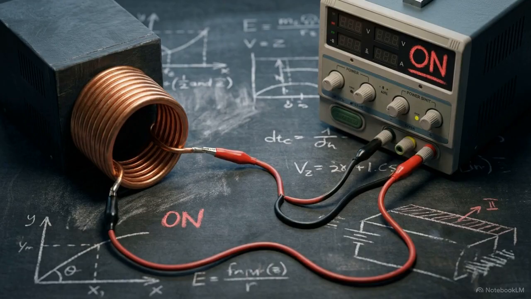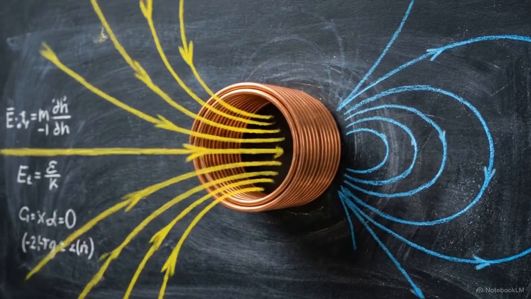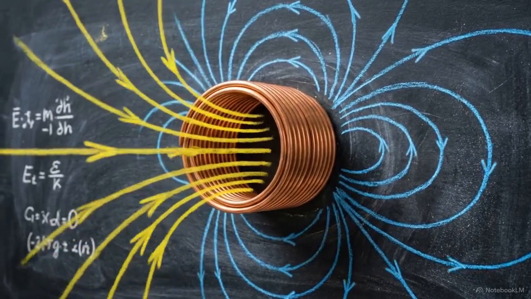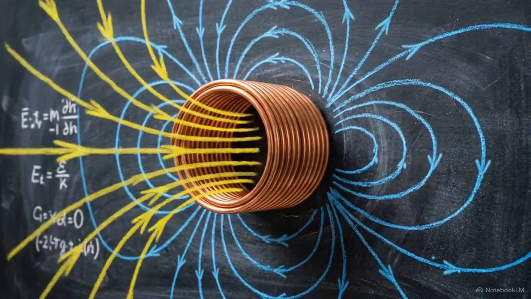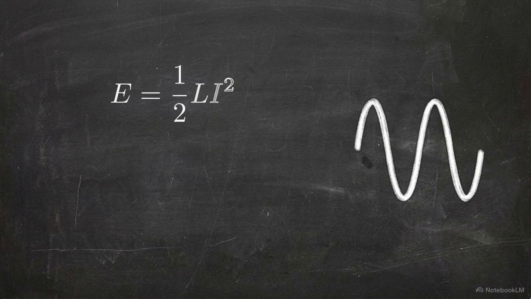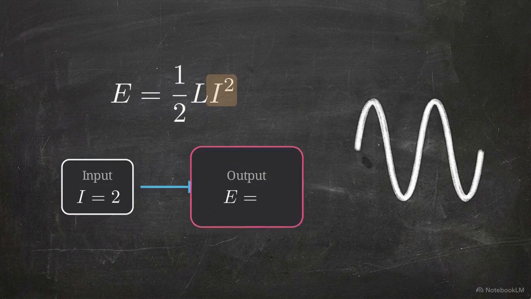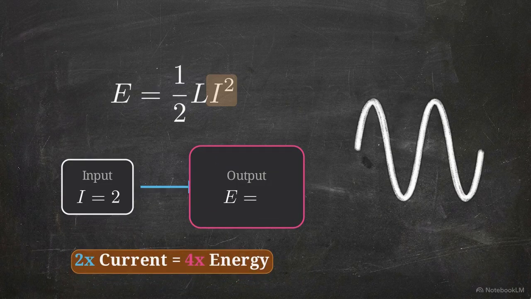When you connect a power source to an inductor, current begins to flow. As that current rises, a dynamic magnetic field grows outward from the coil, holding energy suspended in that space. We calculate the exact amount of stored energy using this equation: E equals 1/2 L times I squared. Notice the current, I, is squared. This means the current has a disproportionate impact on storage. Doubling the current flowing through the coil quadruples the total magnetic energy stored inside it.